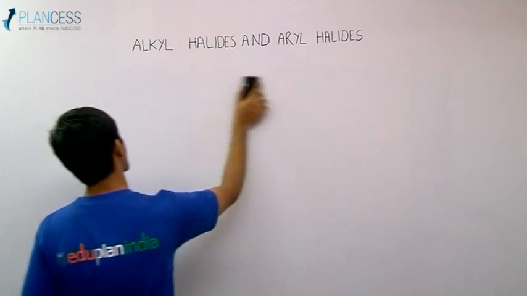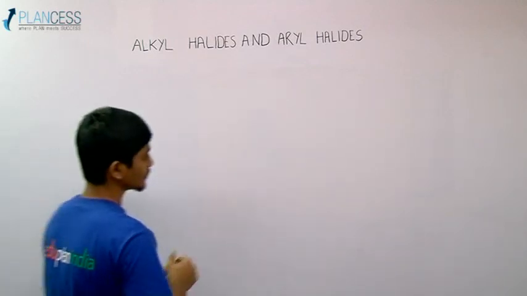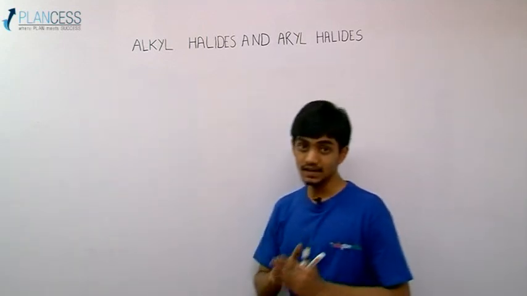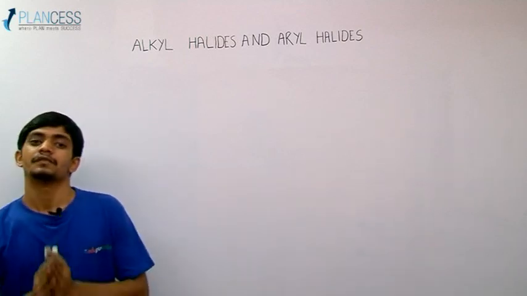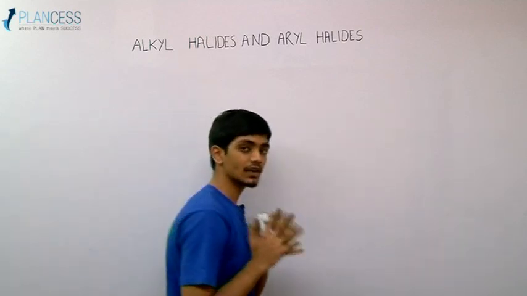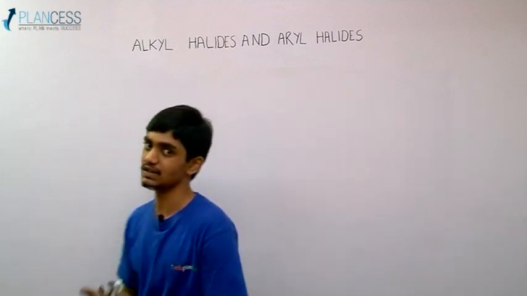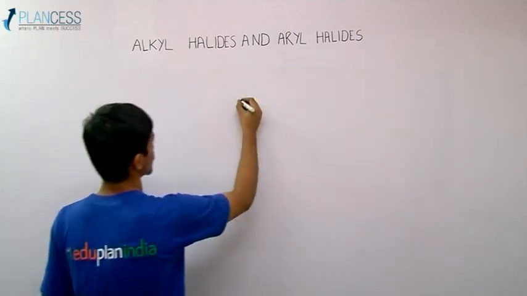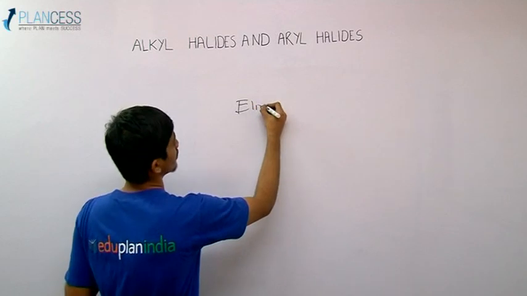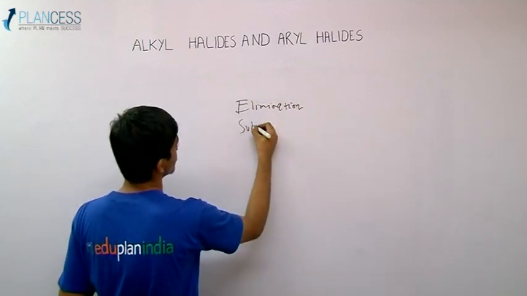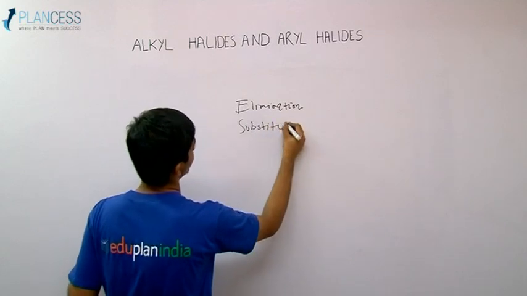Now the chemical properties of alkyl halides are a very important section. Why? Because there are various chemical properties, and specifically there are two reactions of these alkyl halides which are competing with each other. The two reactions are elimination reactions and substitution reactions.